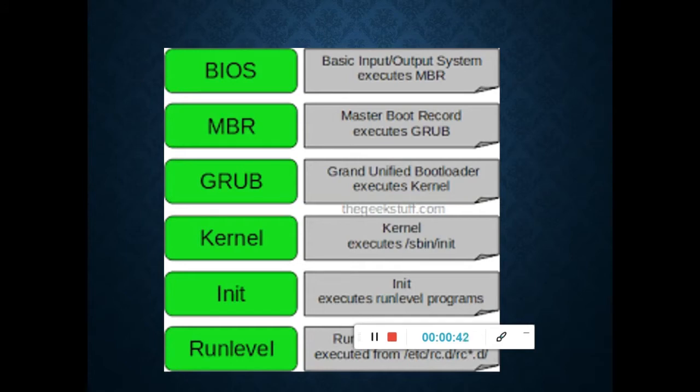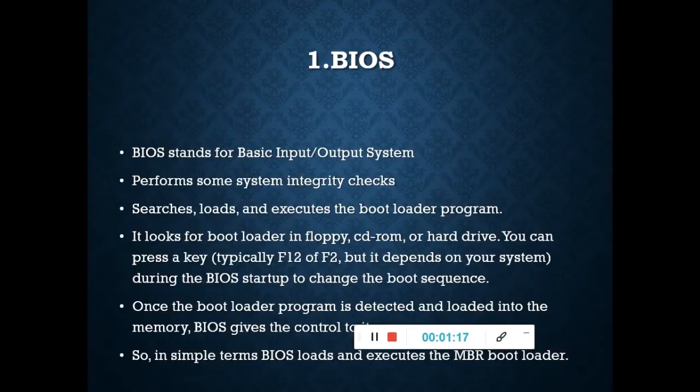So here are the six stages of booting. First one is BIOS, basic input output system, which executes the MBR. MBR is the master boot record, which executes GRUB, and the next level is GRUB. GRUB is the Grand Unified Bootloader, which executes the kernel, and the fourth one is the kernel. The kernel is used to execute sbin and init. Init executes the run level programs, and the run level executes the etc rc.d.